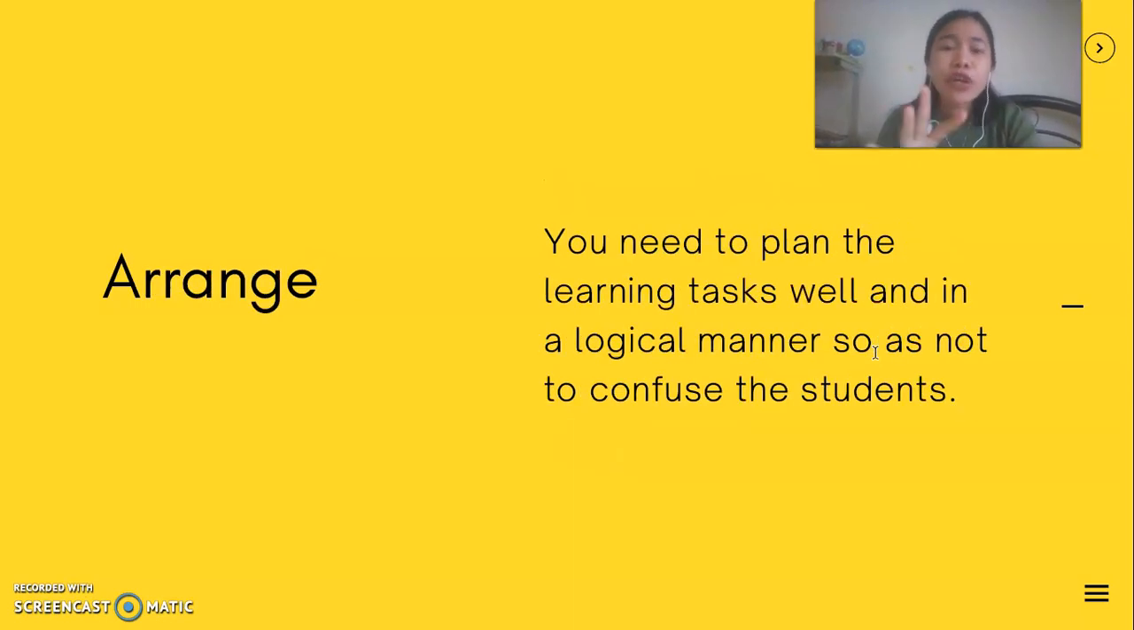Okay, the fourth A is to arrange. You need to plan the learning tasks well and in a logical manner so as not to confuse the students. So let's say when you are writing your lesson plan and you're considering your activities, balikan natin yung example natin kanina na your lesson is on, you have to make use of the microscope in your science laboratory, but you only have limited resources.